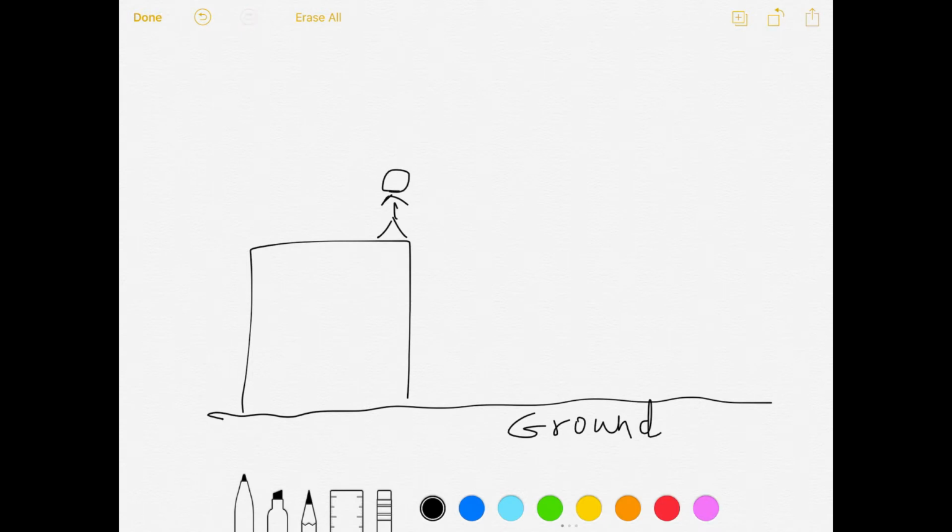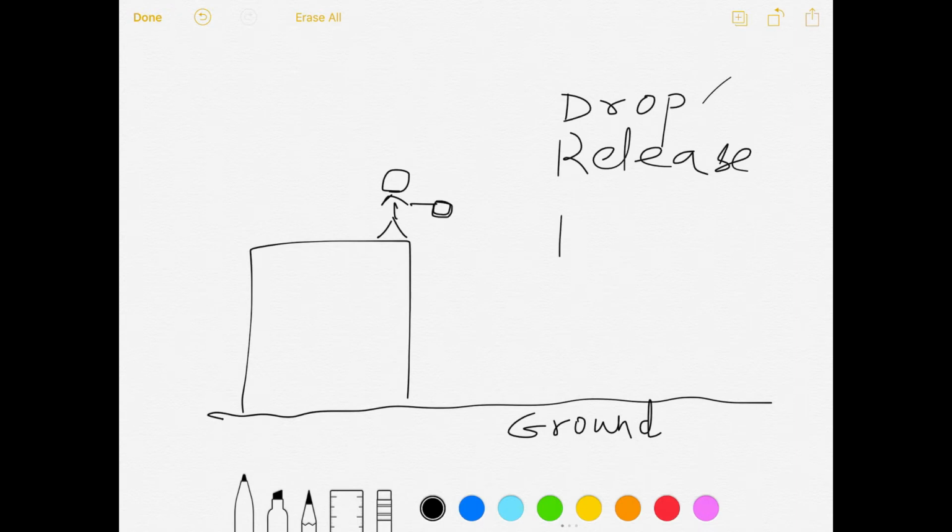Fine. So I am standing on the top of a building, on the terrace of a building. Now from here I will drop a ball, or I can say I will release the ball. I'm not going to throw it, because throwing involves applying force. It involves applying a certain velocity. If you are throwing something, that means you are forcing the object, giving velocity to the object.